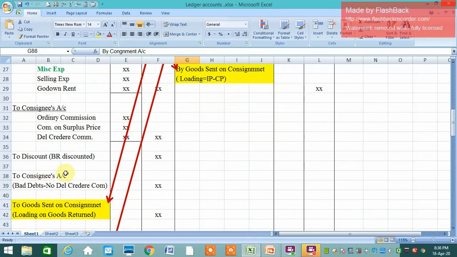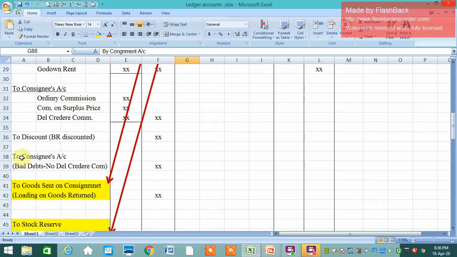Then when an advance is given by the consignee to the consignor, and that advance is in the form of a bill of exchange, and that bill of exchange is discounted by the consignor, then he will charge the discount on the debit side of the consignment account, because that is his expenditure.